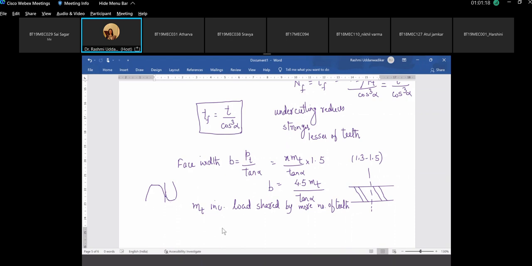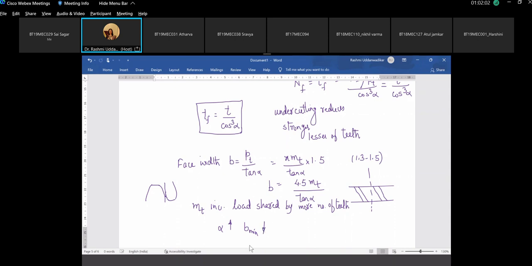And the value of alpha, if the range is given as 18 to 23, alpha should be lower. If alpha is higher, then the value of B minimum, this is the B minimum value, 4.5 MT by tan alpha. Like there B minimum was 8.5 M, here B minimum is 4.5 MT by tan alpha. If you increase alpha, what will happen to B? Will it increase or reduce? You increase alpha, what happens to B? B will reduce.